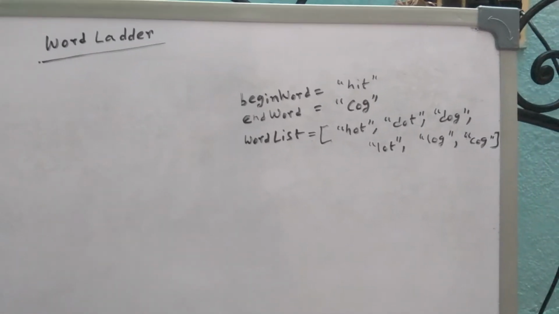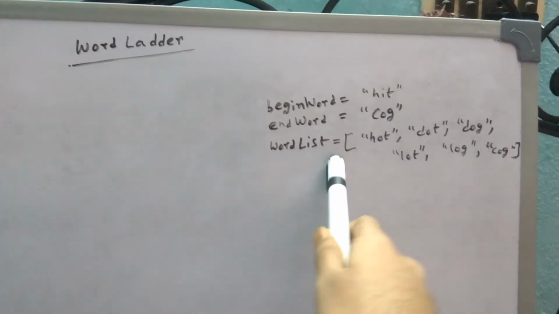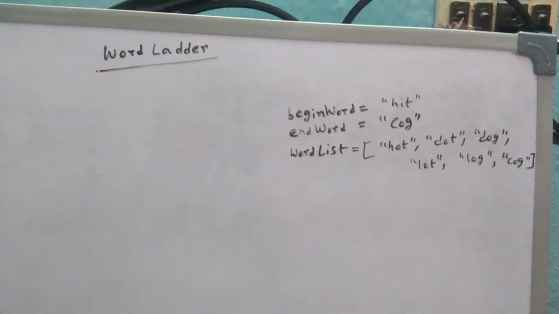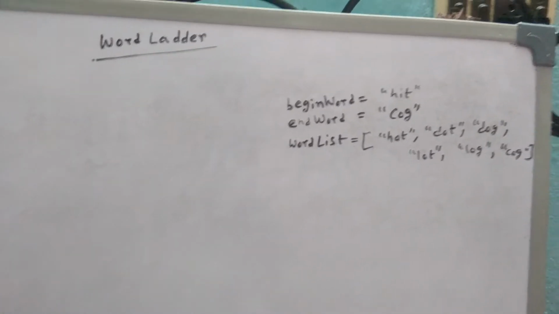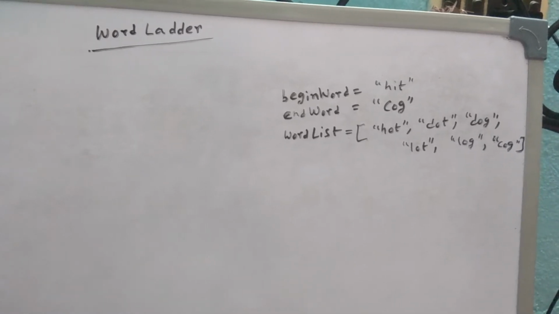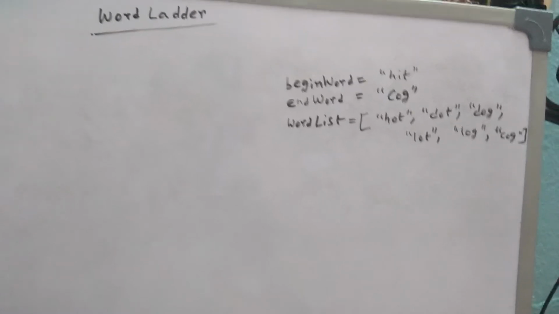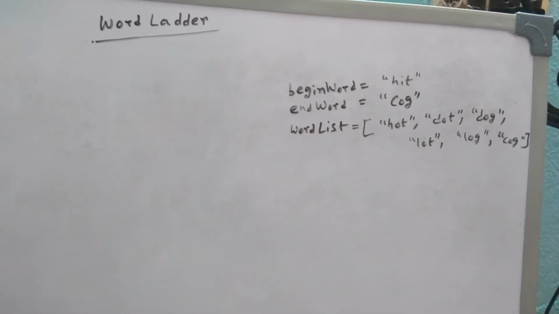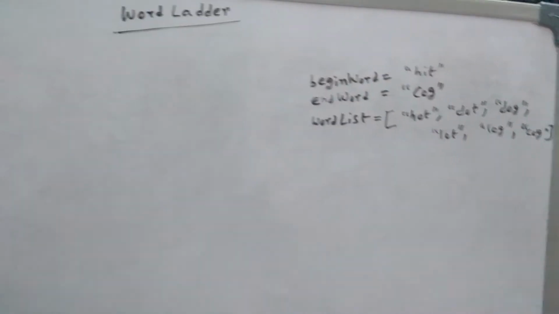Now I have written down the example from LeetCode where the begin word is hit, the end word is cog, and the word list or the dictionary is this list of words. So now, as I have told, this is a graph problem. Somehow we have to find a way to represent these words as nodes of a graph, and we have to find the minimum path to reach cog from hit. So how can we think of these as nodes of a graph?